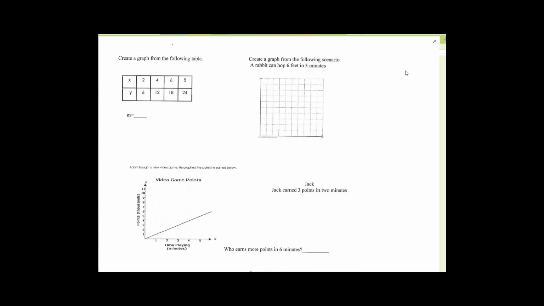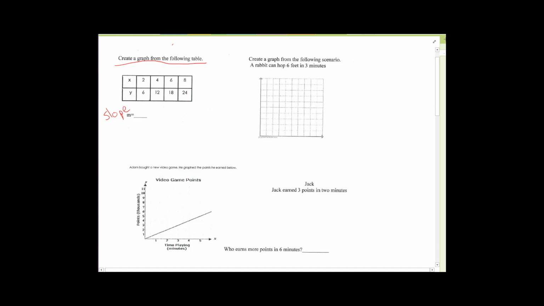So taking a look here, we have a graph. It wants us to create a graph from the following table here. Let me get my pen going here. So create a graph from the following table. Now it also asks us what is the slope. We know the little m means slope.